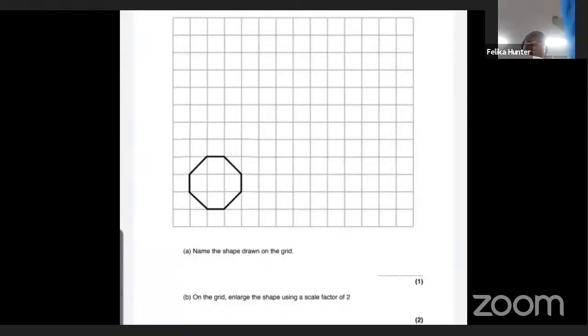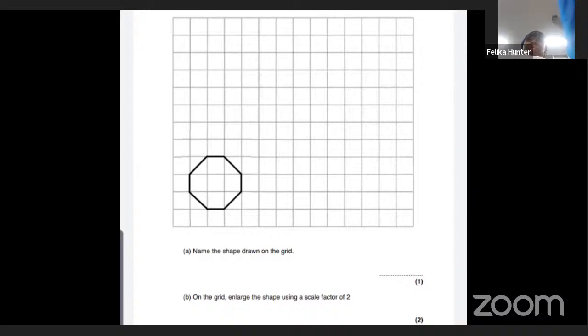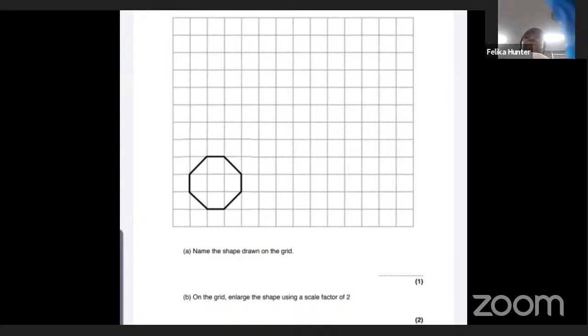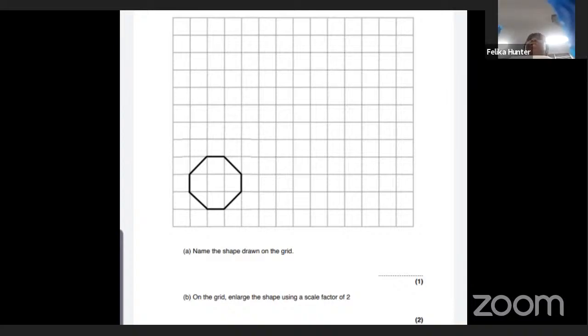Let me know when you finish drawing. So, miss, to enlarge it, you just cut like 2 lines of the original shape that you drew. To enlarge the shape using a scale factor of 2, your diagram is going to be twice the size. So scale factor of 2 means that the diagram is going to be twice the size.